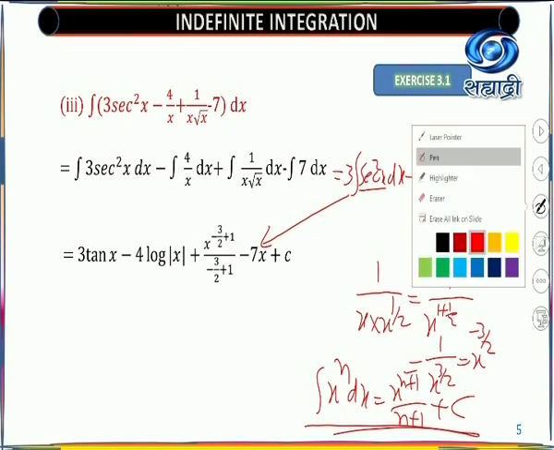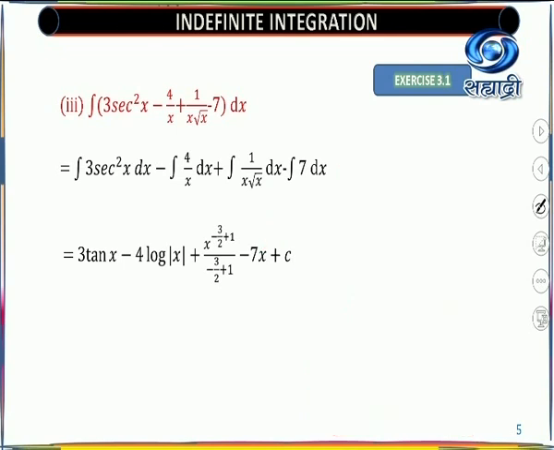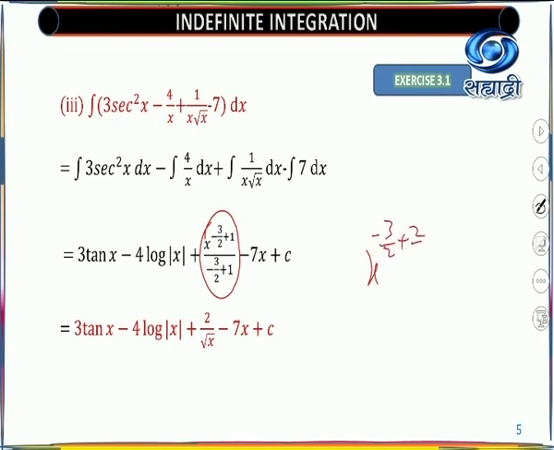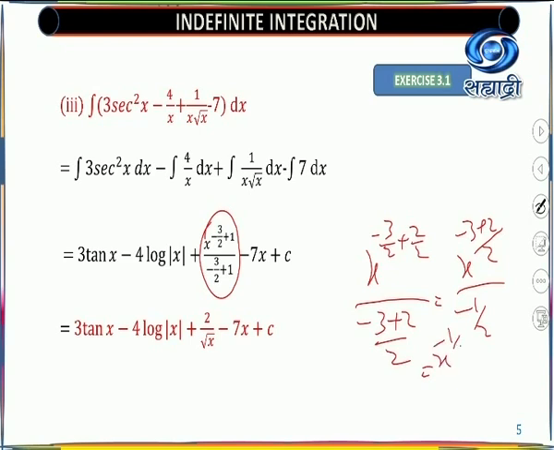Now next you need to simplify. 3 tan x stays as it is, and 4 log of mod x stays as it is. Now look at this thing being simplified. The power minus 3 by 2 plus 1 means minus 3 plus 2 upon 2, which is minus 1 half. So you will get x raised to minus half upon minus half. This 2 goes to the numerator, so it becomes minus 2 x raised to minus half.